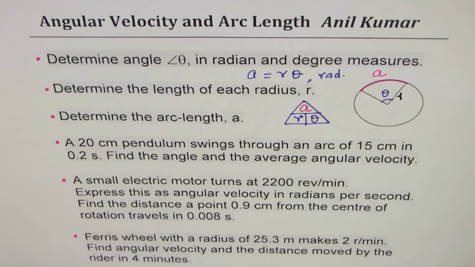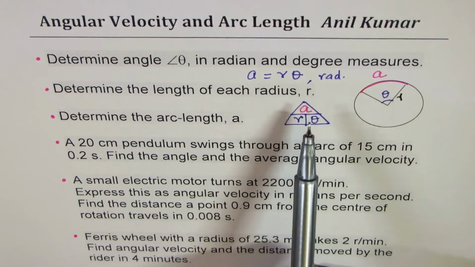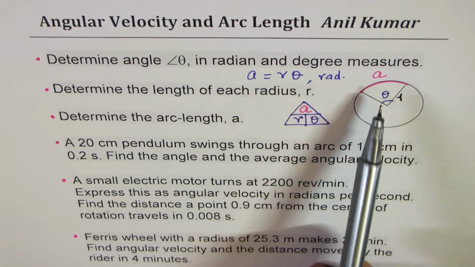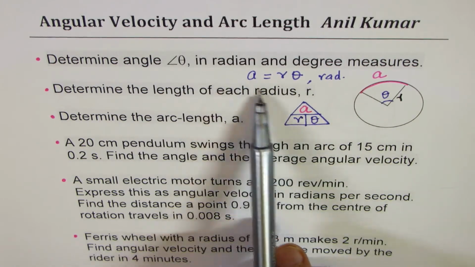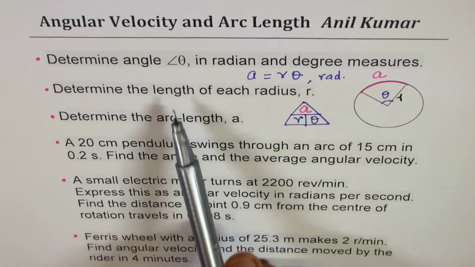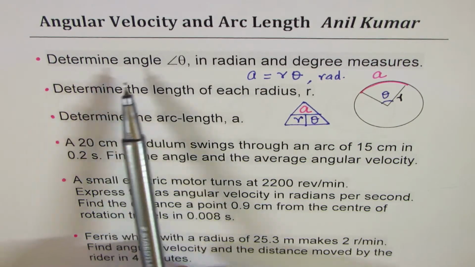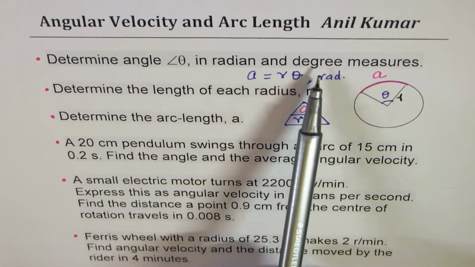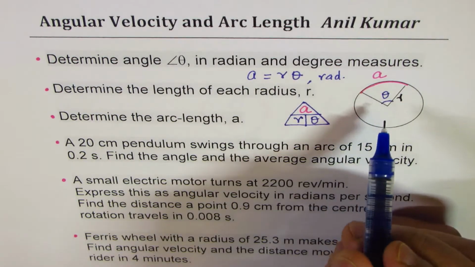Radians is a ratio of lengths, so basically it's not a unit, but we just call this radians. If you see an angle without any unit, it means the angle is given to you in radians, right? So this equation will be used to answer the first 3 questions, where we are talking about determining angle in radians and degrees. So when I say degrees, how are they related?